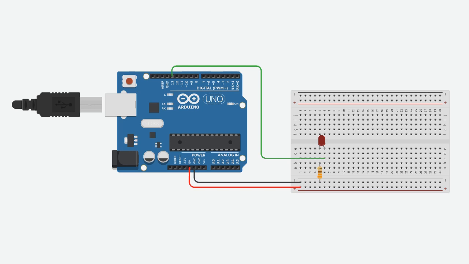Hey everyone, in this video we'll make an LED blink. So this is the Arduino Uno, this is the breadboard, we've got some wires, an LED, and a resistor. This resistor will be 330 ohm. Next I will show you guys the code.